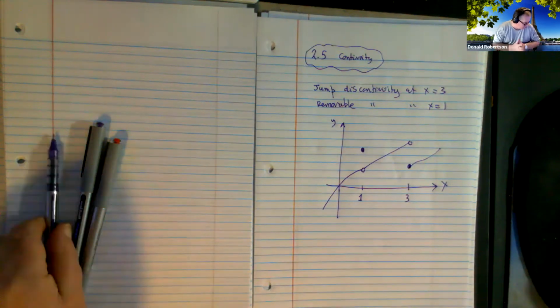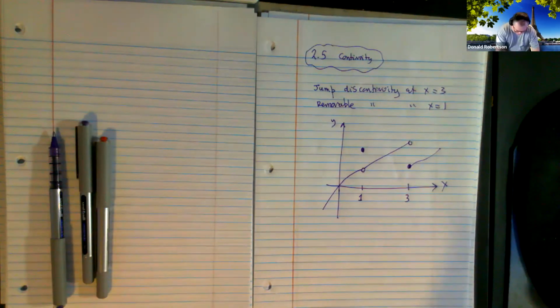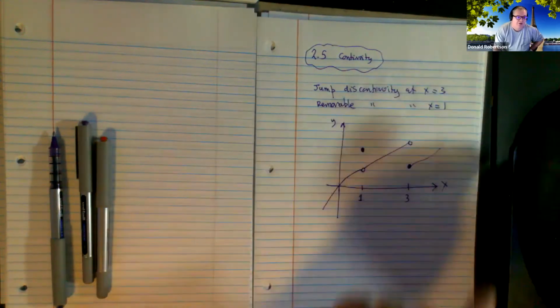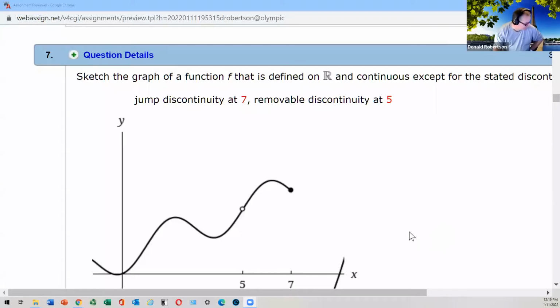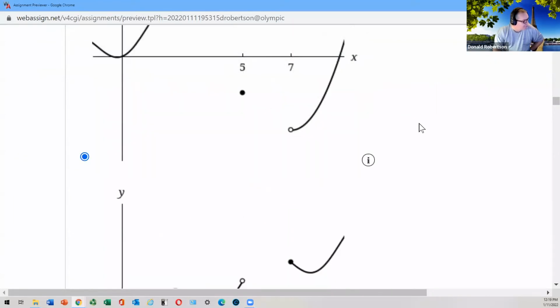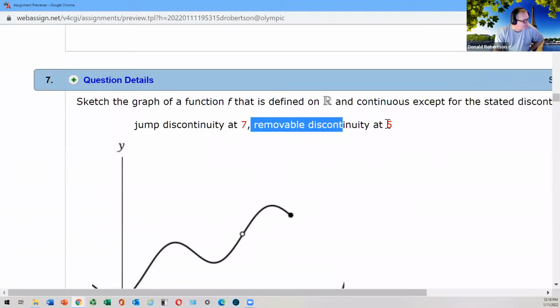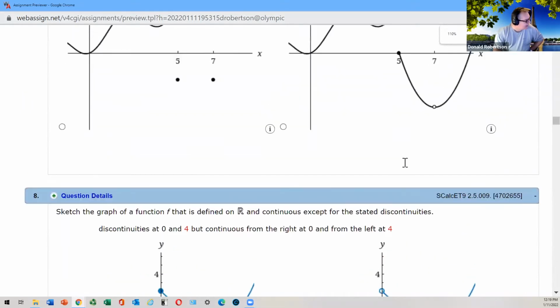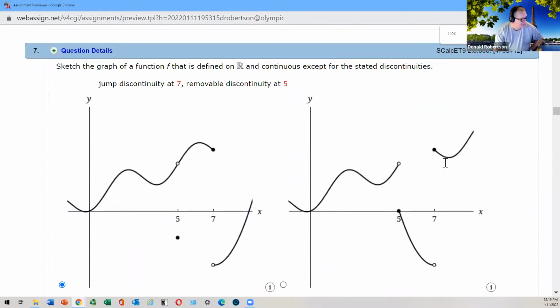So if you get a question and it says, sketch a guy with this feature, as you're about to see now, because I'm returning back to the homework, because it's very visual today, so I have to show you what's going on. You want a jump discontinuity at x equals 7. And you want a removable discontinuity at 5. And you might say, well, how am I going to do the answer? Because there's an infinite number of possible ones. You are only allowed to pick from this list.